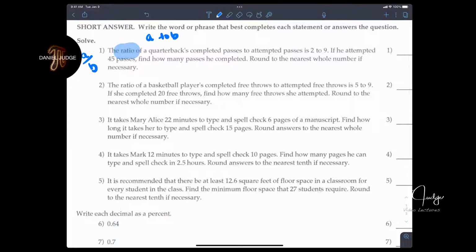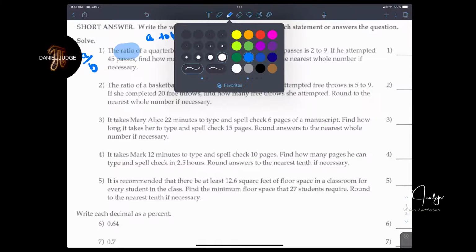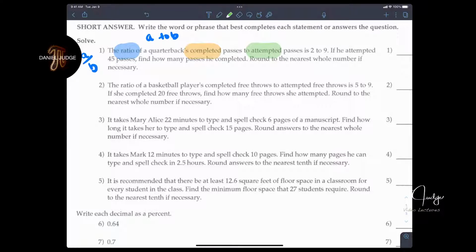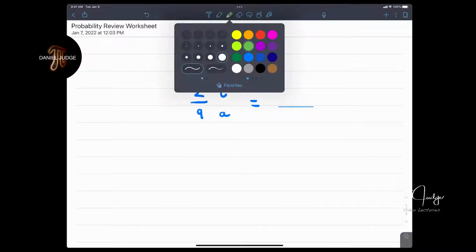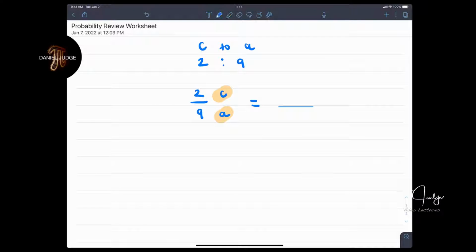All right. So the ratio of quarterbacks' completed passes to attempted passes. As we read this, it's the ratio of completed passes to attempted passes, and they're saying it's 2 to 9. So this is complete to attempt. This is our ratio language here. And as we said yesterday, this is complete over attempt. We're going to create a proportion here, but it must be complete to attempt. We have to have the units correct.